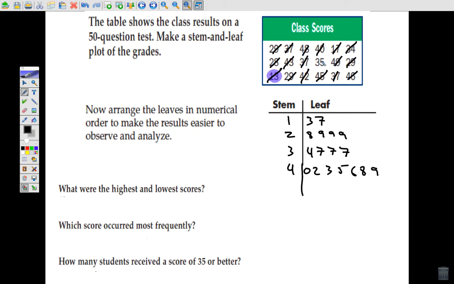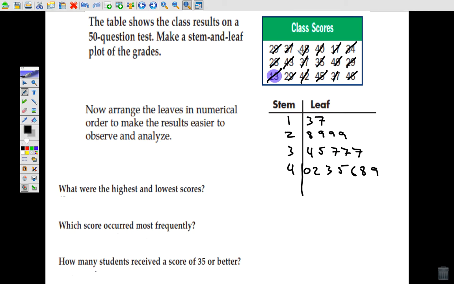And I've missed a 35. So I'm going to go back. Whoa. My little slash on my 7s don't go with it. It's all right. And I'm going to put a 5 in here. And I think I've hit them all.